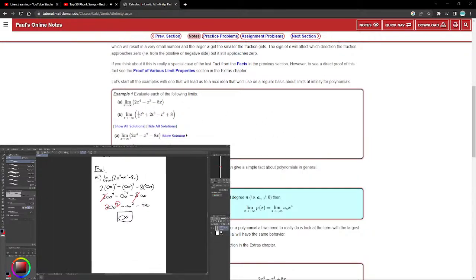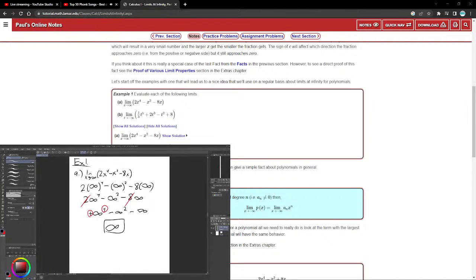Or you could just look at the biggest exponent, so 2x to the power of 4, and do the same thing, plug in infinity. The 2 in front doesn't matter. It's positive infinity, even exponent, so it's infinity.